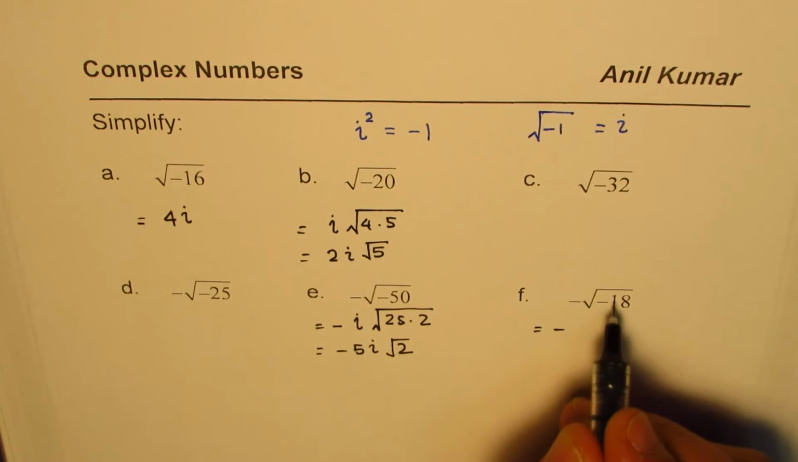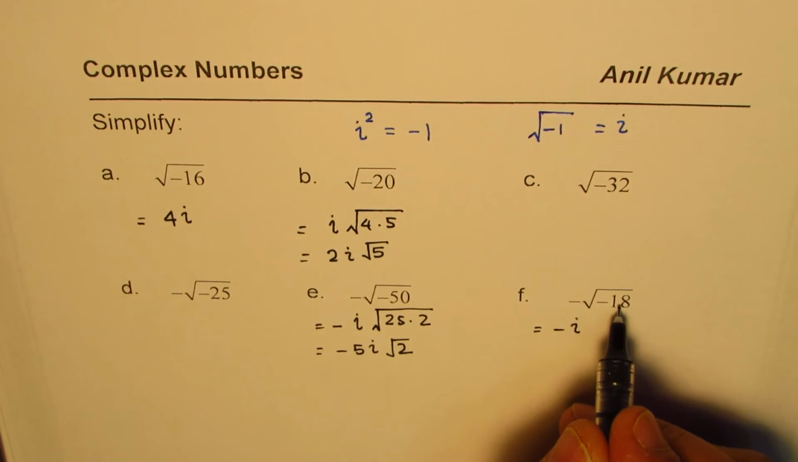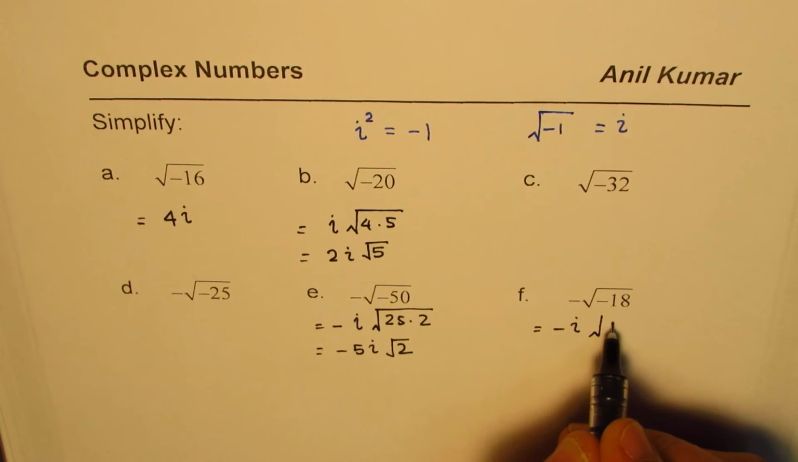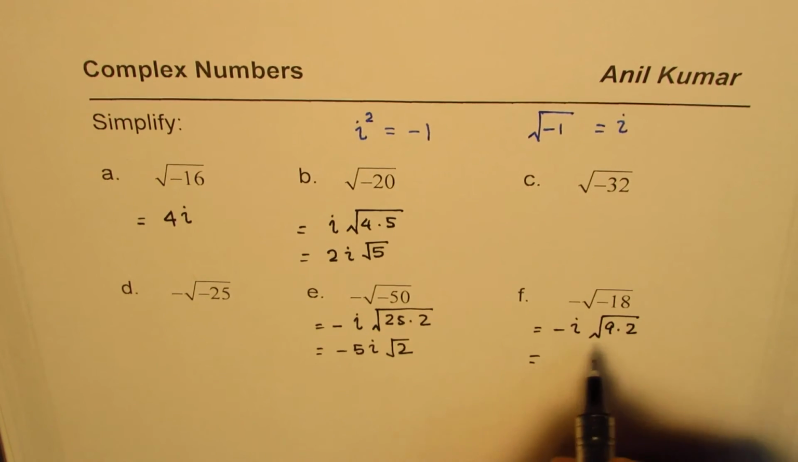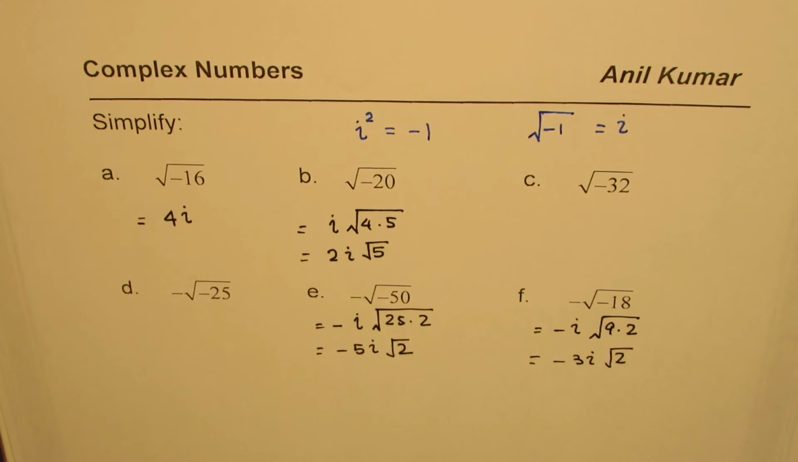So minus i, since negative square root is i, 18. Again, I'll split. Write it as 9 times 2, since 9 is a perfect square. That is the strategy, okay? So -3i square root 2 is our answer. I'd like you to go through this exercise. It seems to be simple, but it gives you an idea of how to work out these square roots also, along with the complex number i.